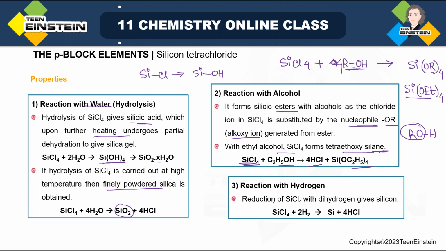Reaction with hydrogen. Here reduction is happening. Reduction of SiCl4, and H2 is the reducing agent. We get silicon after reduction, and Cl is now with H, so it is HCl. So these are the chemical properties of silicon tetrachloride.